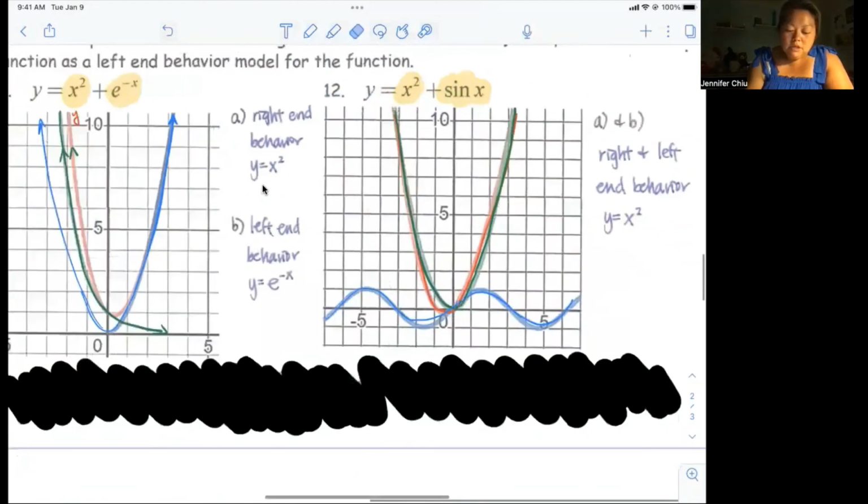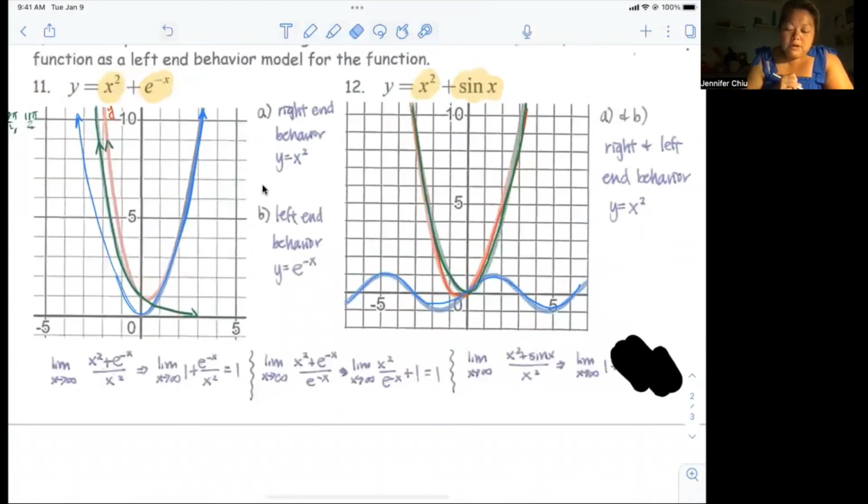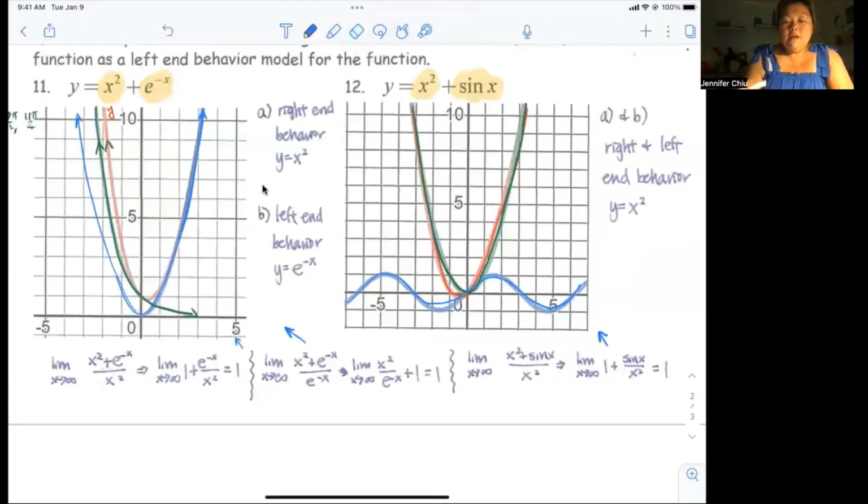If you want to take a minute, you can see the algebra or the calculus behind these to show you the limit and show you how they become 1 and to prove that it is the end behavior model for each of the functions. So this one is for the left end behavior, right end behavior model for number 11. And this one is for number 12, since only one of them matches up nicely. Okay, all right, that's it.